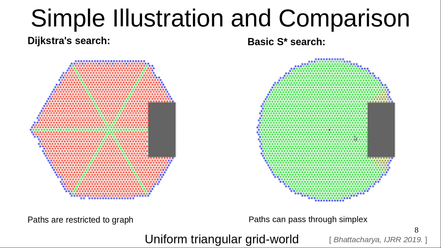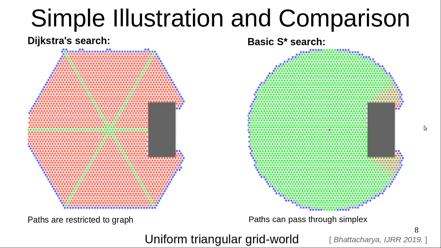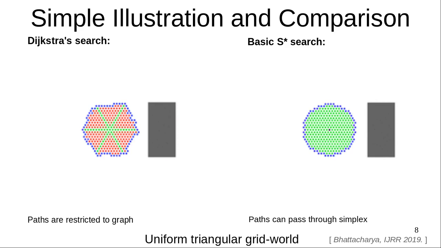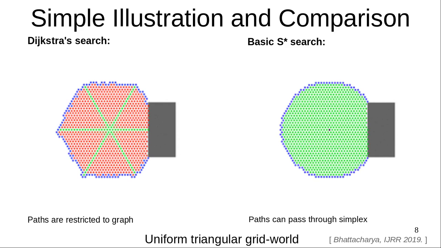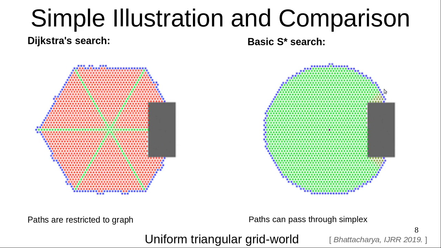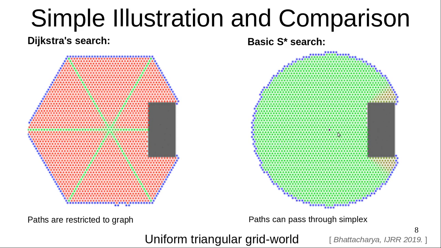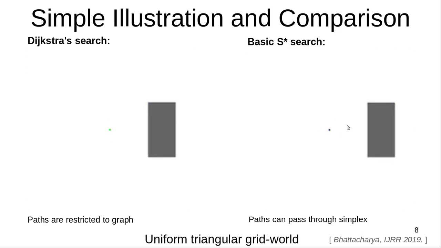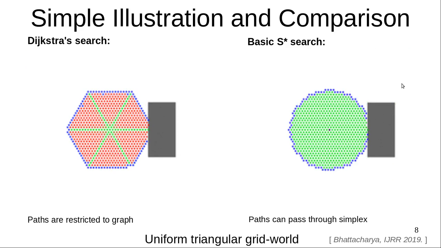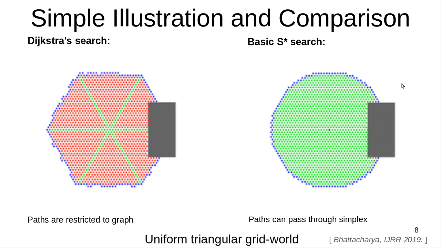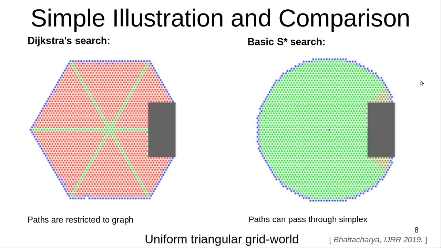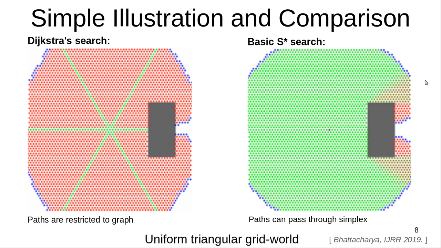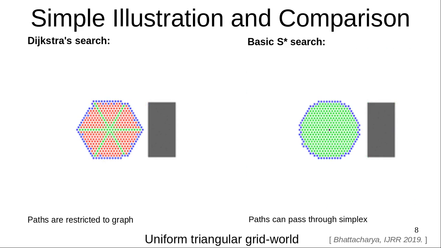Whereas on the right hand side you see the progress of the basic S star search algorithm that I just described. S star is what we call this search in simplicial complex. So now paths can pass through simplices, and as a consequence, you can see the wavefront that grows from that center. Here the underlying metric is Euclidean metric. I should have mentioned that. You can see that the wavefront grows more uniformly and aligned with the actual Euclidean metric. The growth of the wavefront is more in line with what you would expect with a true Euclidean metric, right?